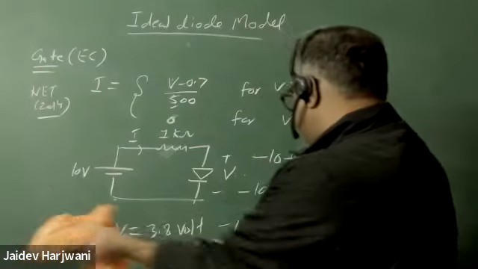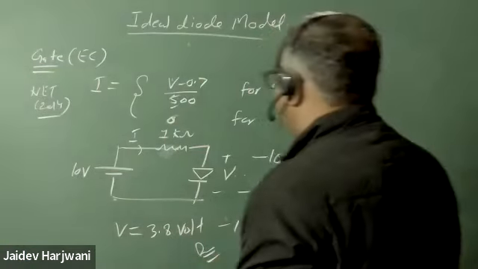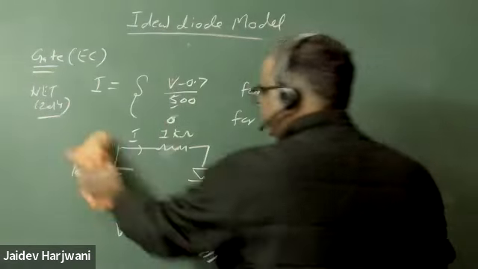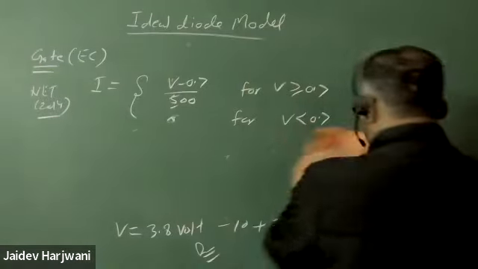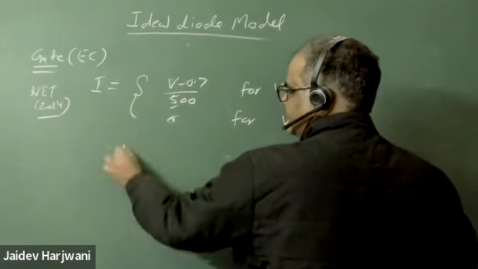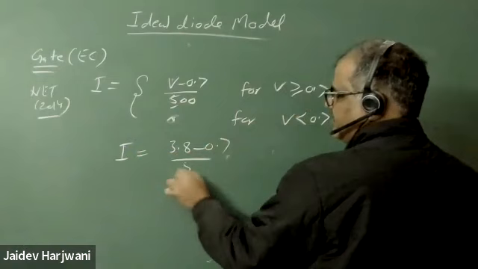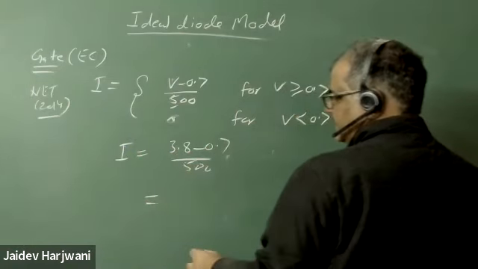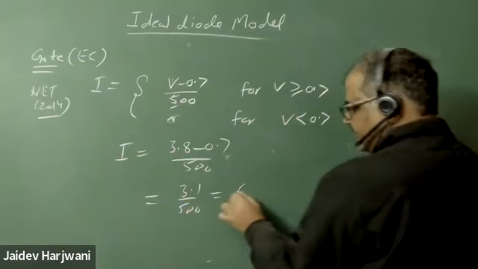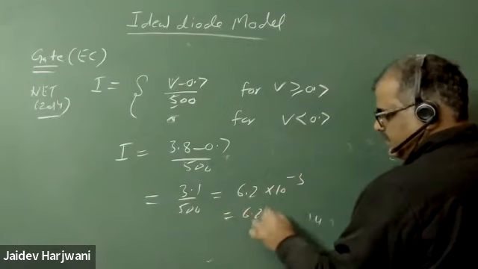Now you can find the current value. Somebody calculate the current value. Now you know V, tell me how much current is coming. So the current will be (3.8 volts minus 0.7) upon 500. So this becomes 6.2 milliampere.